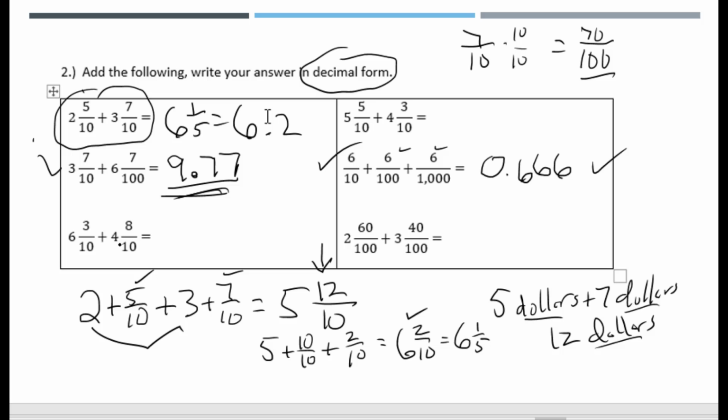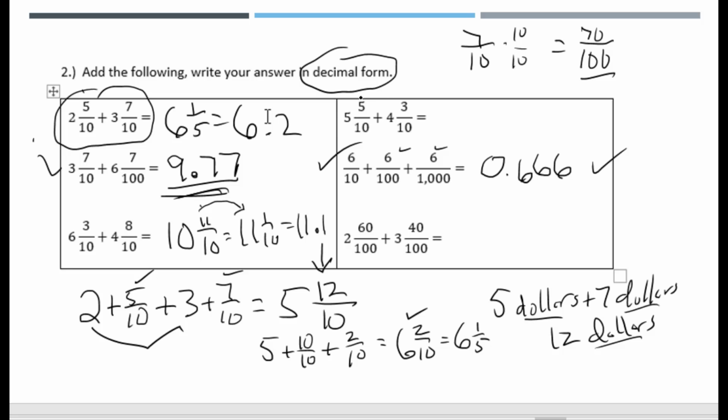So I might as well just go through these. I have 6 plus 4 is 10. 3 plus 8 is 11/10, which is 1 and 1/10. So I would have 11 and 1/10. Make sure you can go from here to here. 11 and 1/10 as a decimal is 11.1.